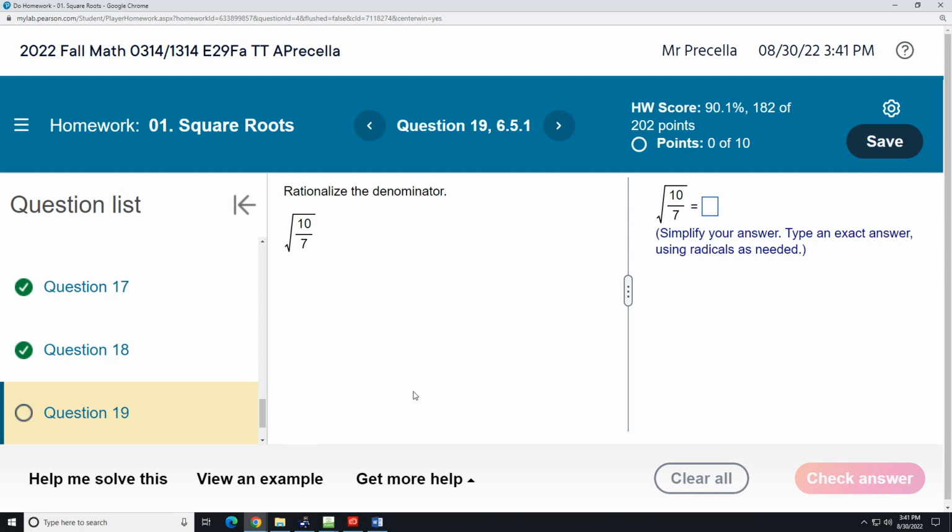The square root of 10 over 7. And the instructions say rationalize the denominator. So we're going to rewrite this fraction. And I'll show you how we're going to do it.